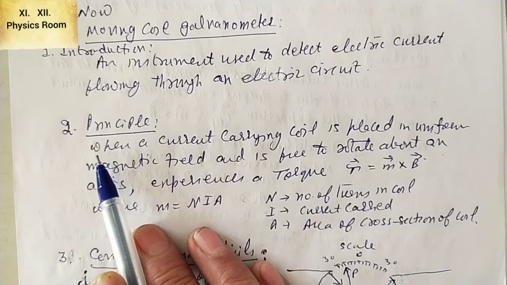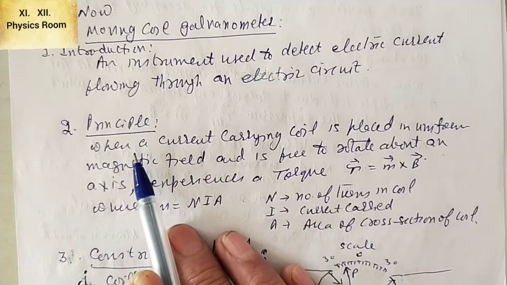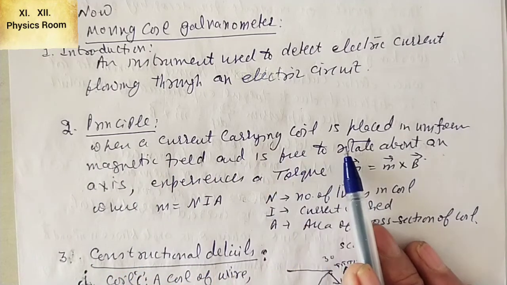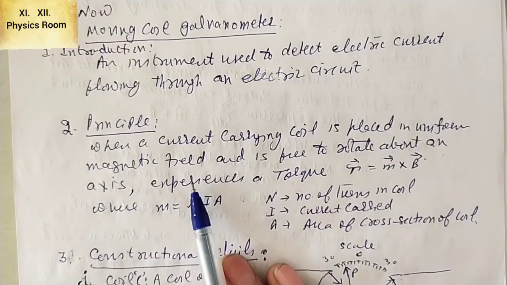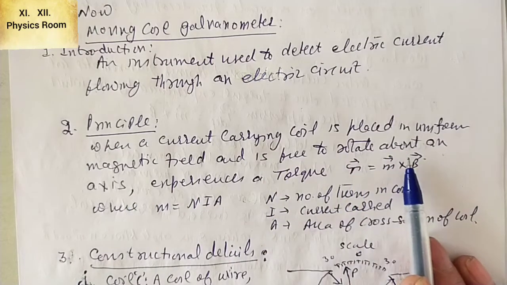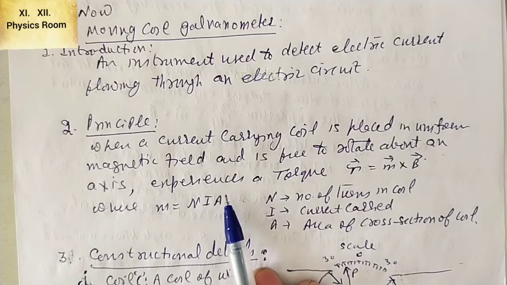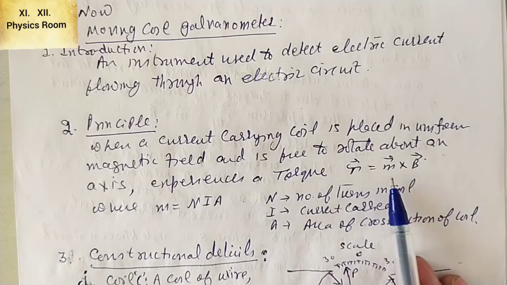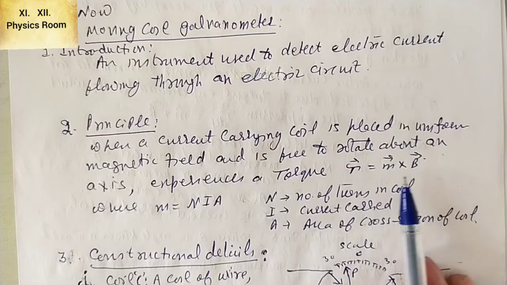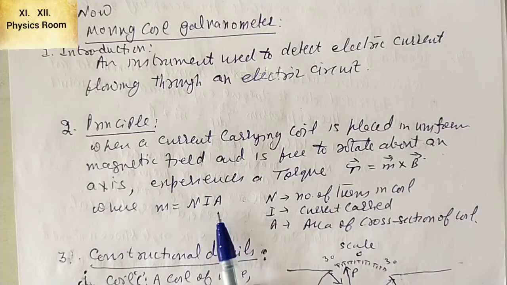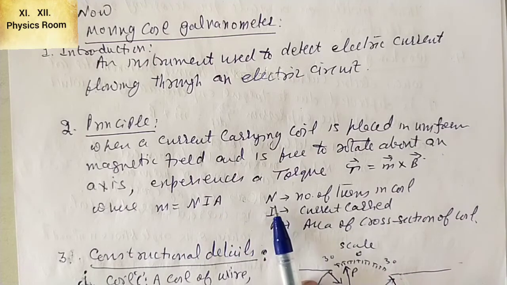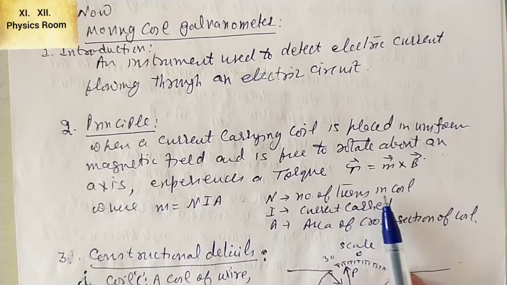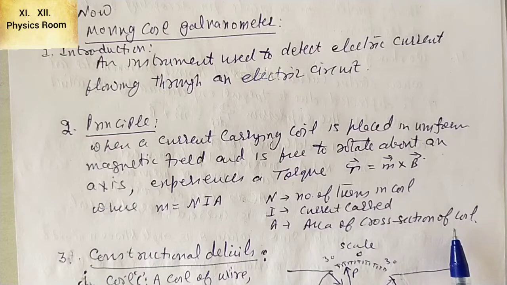Principle. Second point. When a current carrying coil is placed in uniform magnetic field and is free to rotate about an axis, it experiences a torque tau equal to m cross b, where m is equal to NIA. N is number of turns in coil, I is current carried by the coil, and A is area of cross section of the coil or current loop.